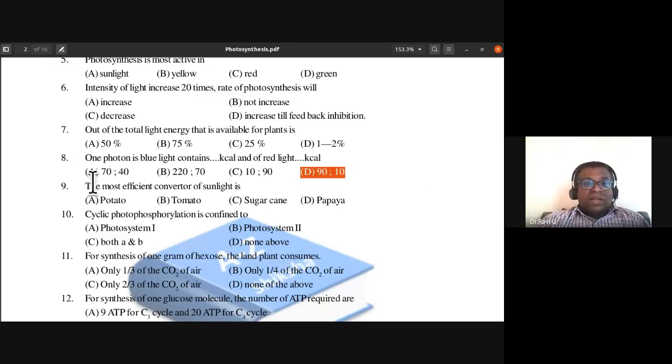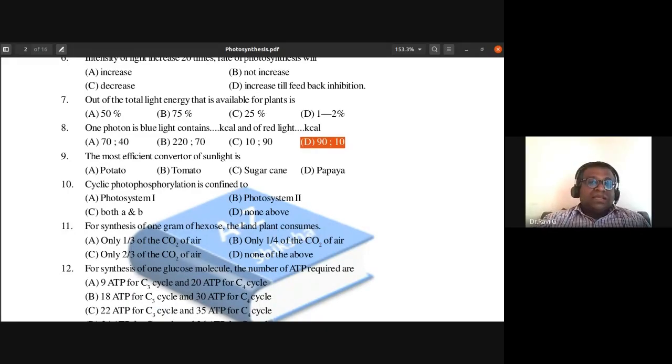So one photon contains blue light of 90 kilocalories and red light of 10 kilocalories. So the most efficient converter of sunlight is: potato, tomato, sugarcane, papaya. Here you have to look into the C4 plant. Sugarcane is an example for a C4 plant. So the ninth one, the most efficient converter of sunlight, is C, sugarcane.